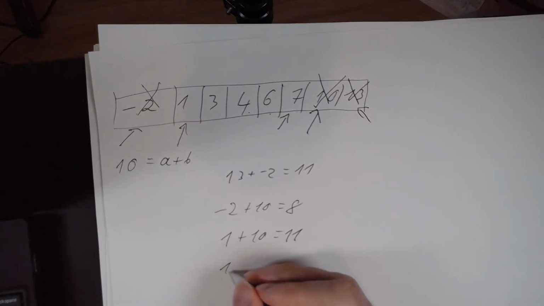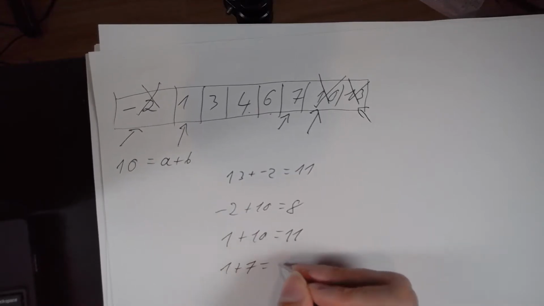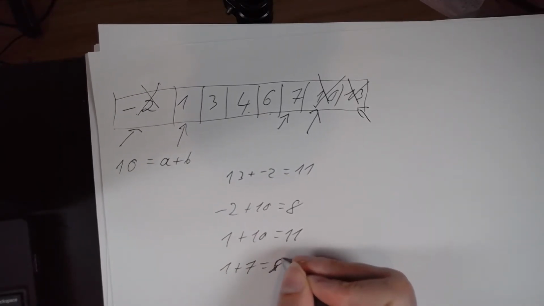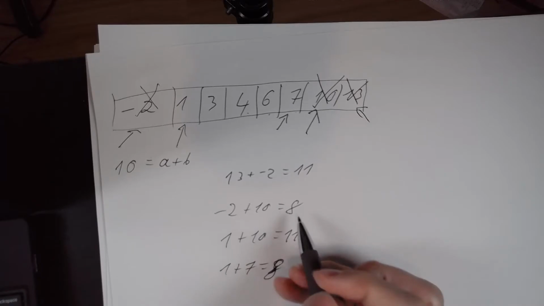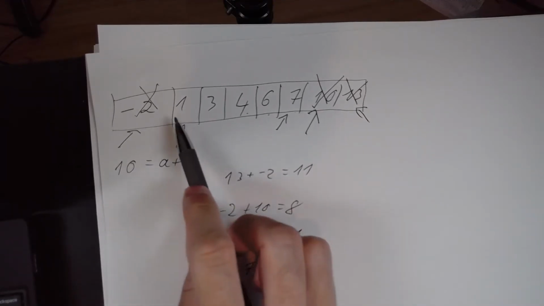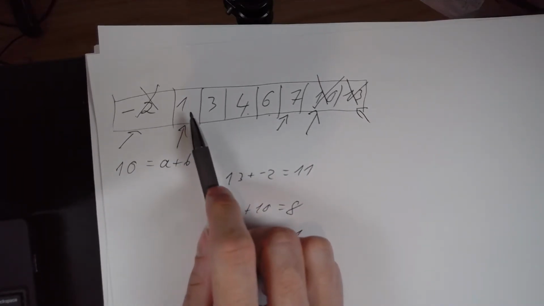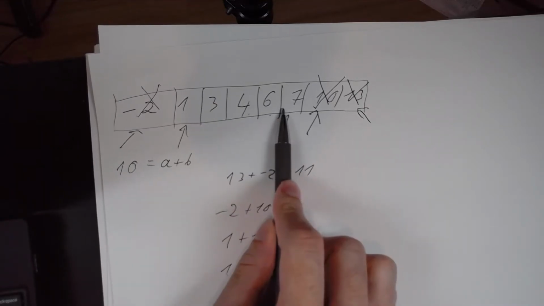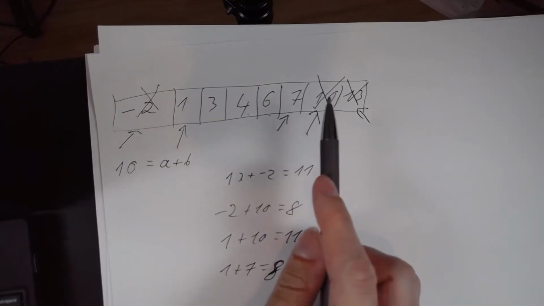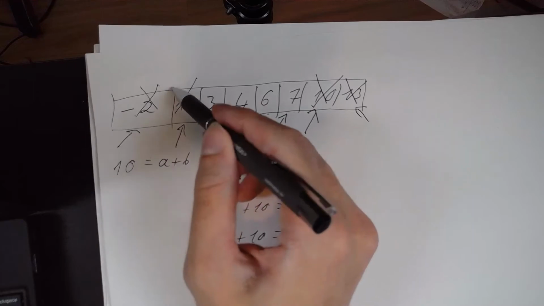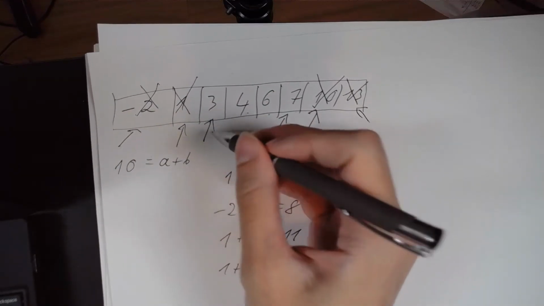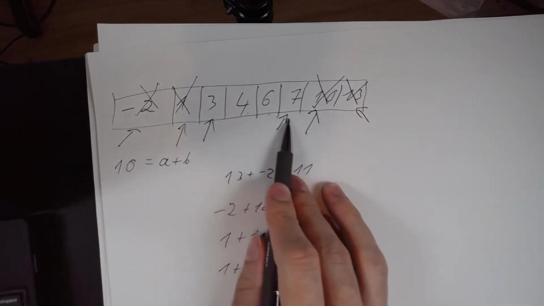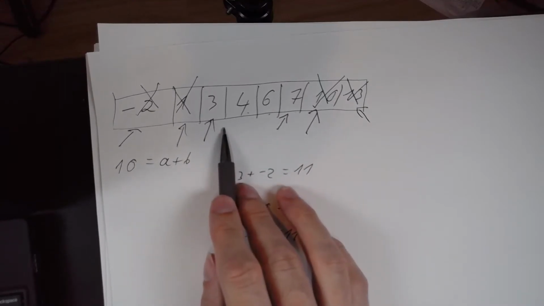Now we look at 1 plus 7, which equals 8, again too small. And if it's too small, we again have to move our small pointer because the 1 summed with any of the other values in between would be even smaller. So we cannot look at the 1, we have to look at the 3. And if we look at the 3 and the 7, yay, we have actually found what we were looking for.